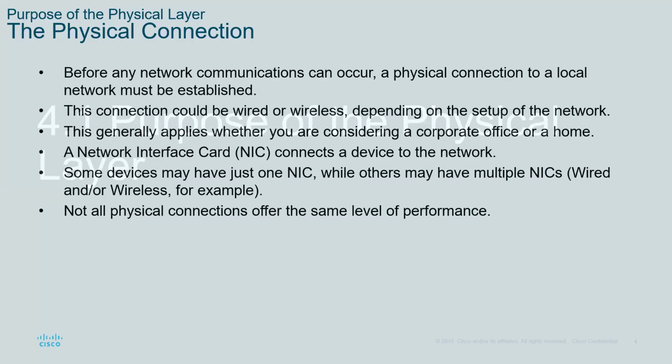Purpose of the physical layer. Before any network communications can occur, a physical connection to a local network must be established. This connection could be wired or wireless, depending on the setup of the network. This generally applies whether you are considering a corporate office or a home office. We have the NIC connecting a device to the network, some devices having one NIC, while others have multiple NICs. Not all physical connections offer the same level of performance.